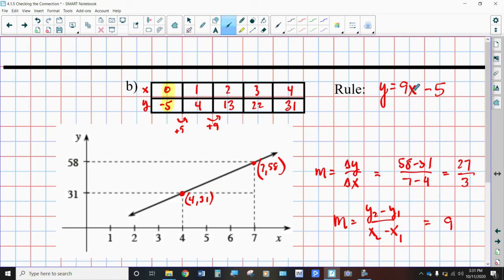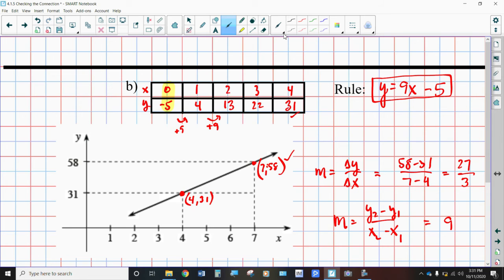Now, how do I know that this is correct? I'm going to check this point right here, and I'm going to check that point right there. Let's start with 4. What is 9 times 4? It's 36. 36 minus 5 is 31. Check. My rule works for this point here. Does it work for this one? 9 times 7 is 63, and 63 minus 5 is 58. Check. We've got the correct rule.